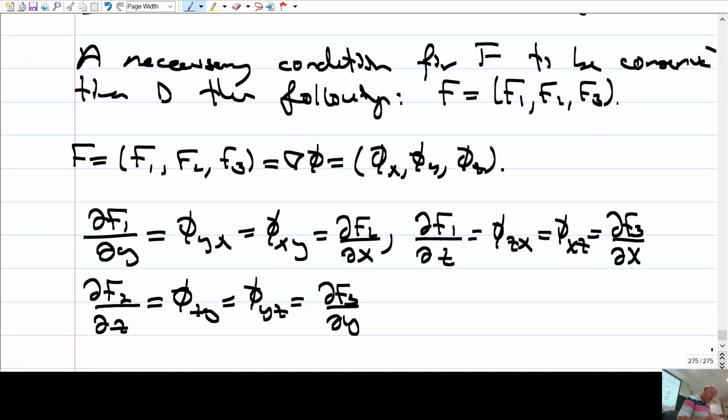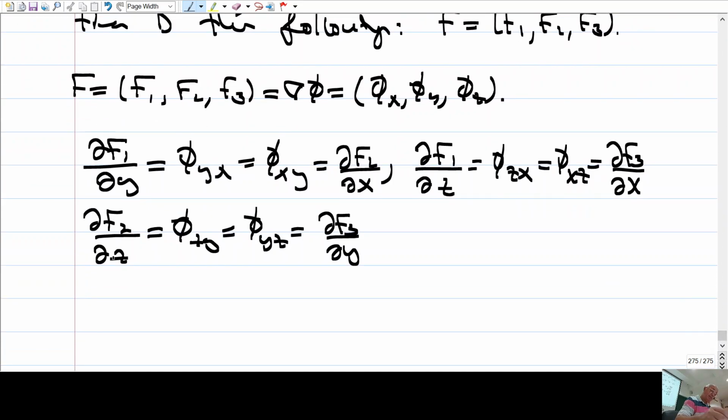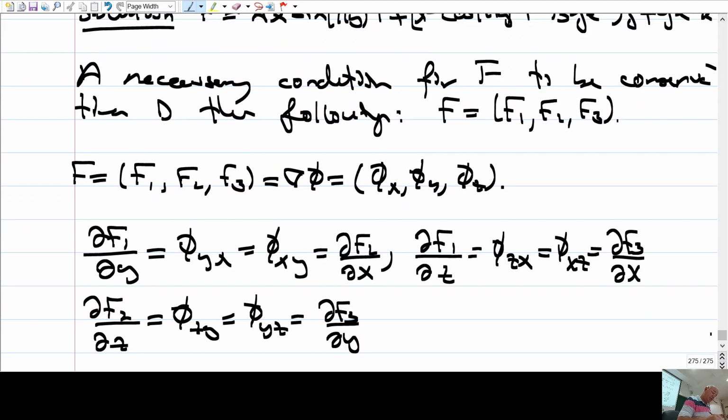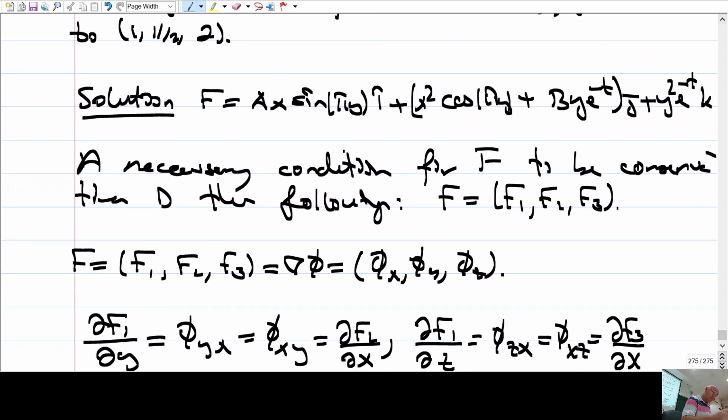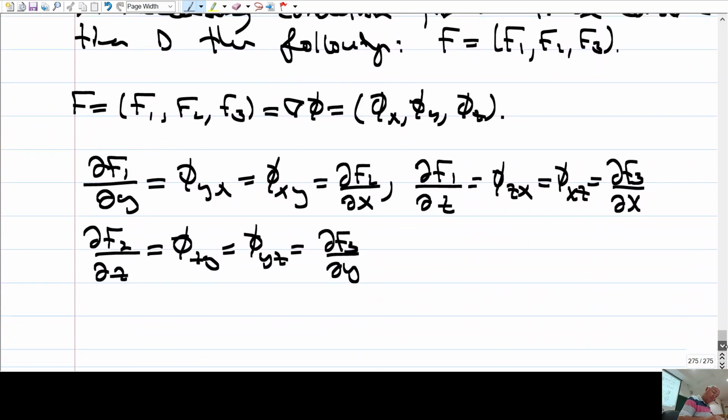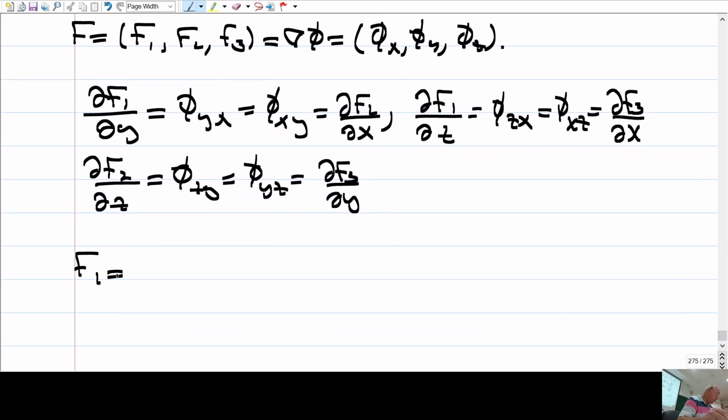Okay. So I have these three equalities. F1 is, in our case, let me write those down. F1 is a x sine pi y. F2 is x squared cosine pi y plus b y e to the power z. And F3 is y squared e to the power minus z.